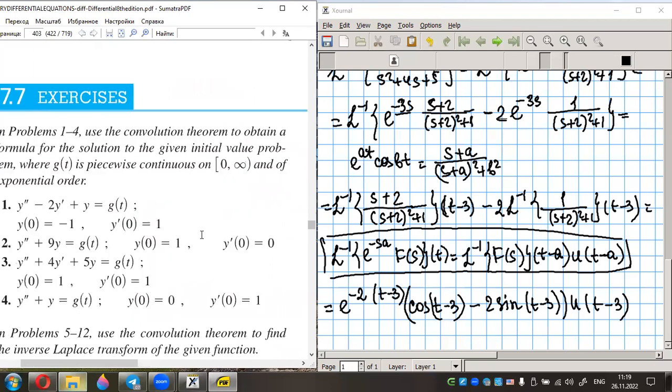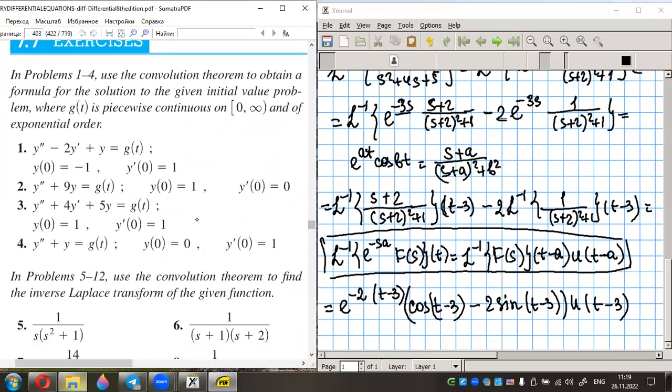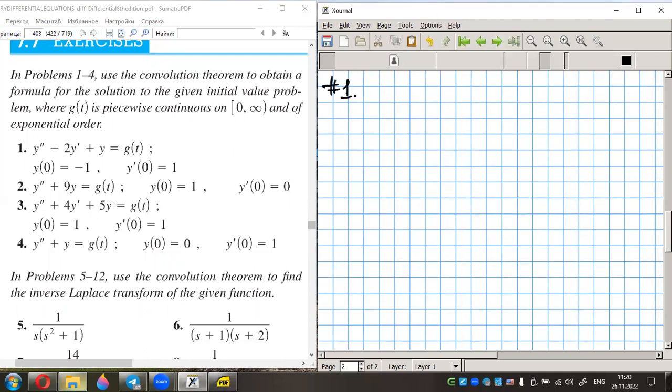The second part of the first homework. Okay, here we will do, for example, the first one. y double prime minus 2y prime plus y equals g of t, y of 0 equals minus 1, and y prime of 0 equals 1.